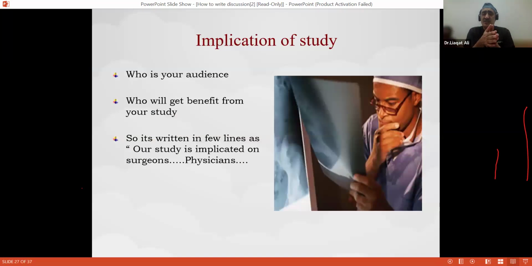Like, who is your audience? If your audience is a urologist, what benefit a urologist will take from your study? What a GP will take benefit from your study? And what the physician will take benefit of from your study, if and buts. So this is your study.